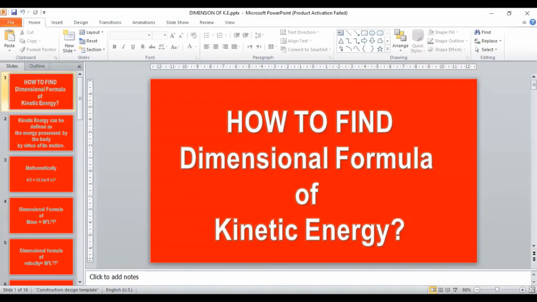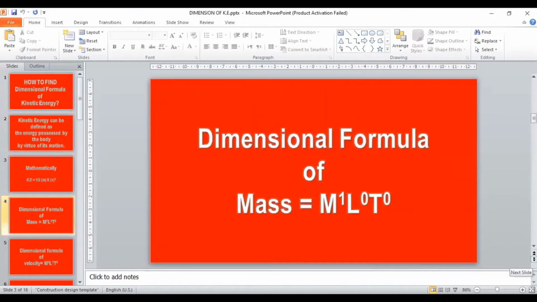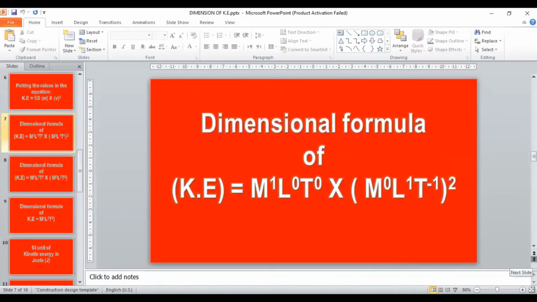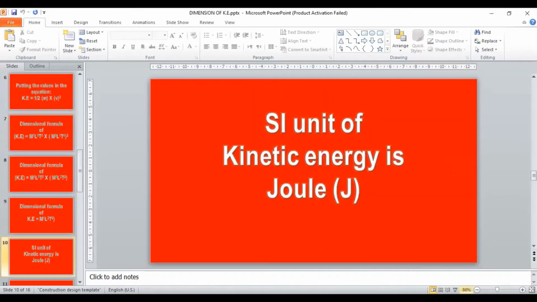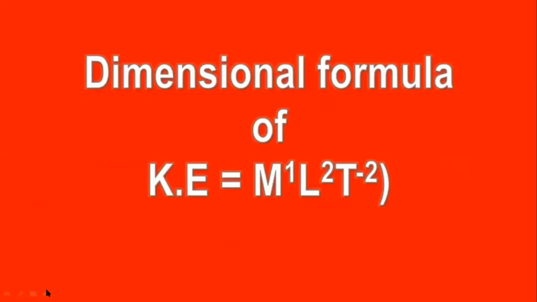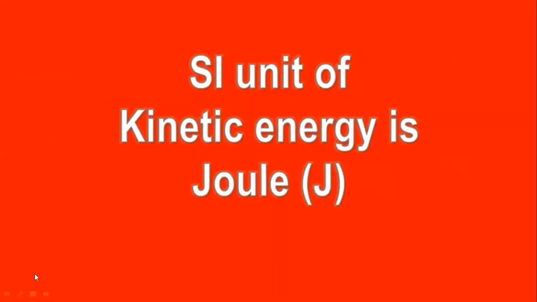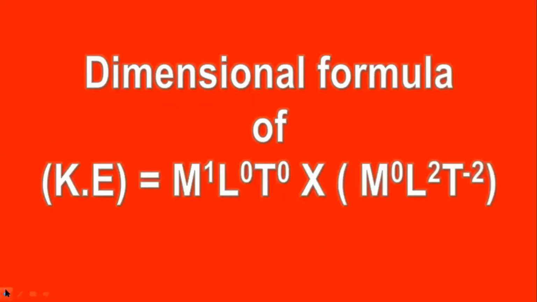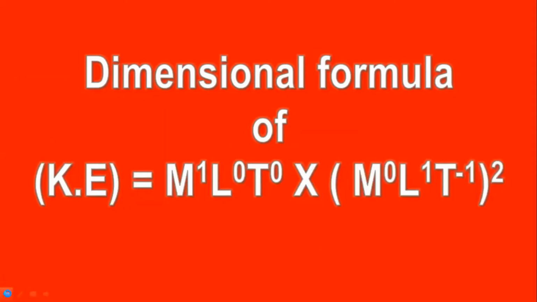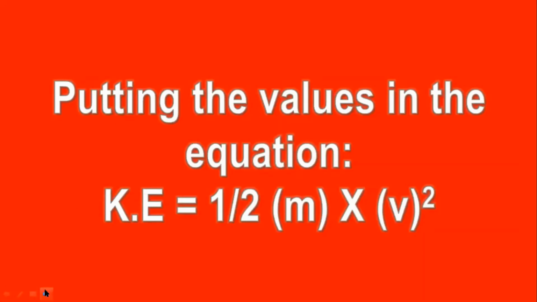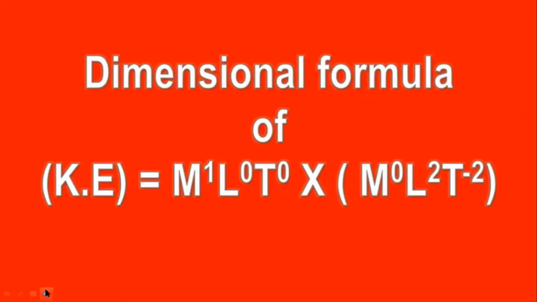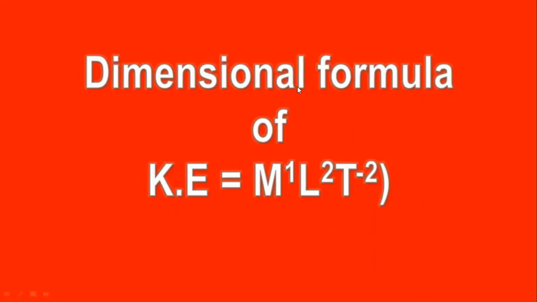So this was the slideshow, and we reached over here. We were putting the values. Now from here, this was the dimension formula of the kinetic energy, and we have proved this by putting in the equation. So this was the dimension, half mv square. Now you can ask the question, where is 1/2? If you are not asking, let me ask, where is 1/2?